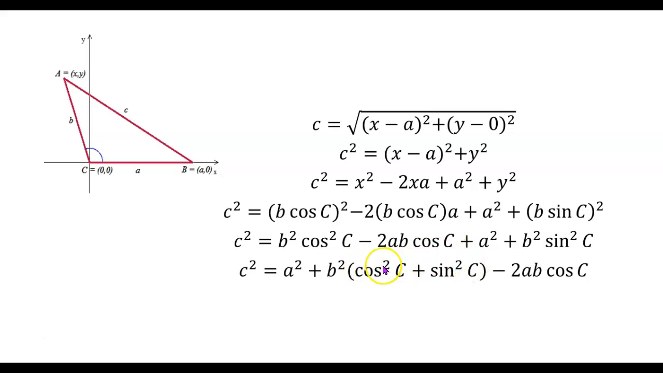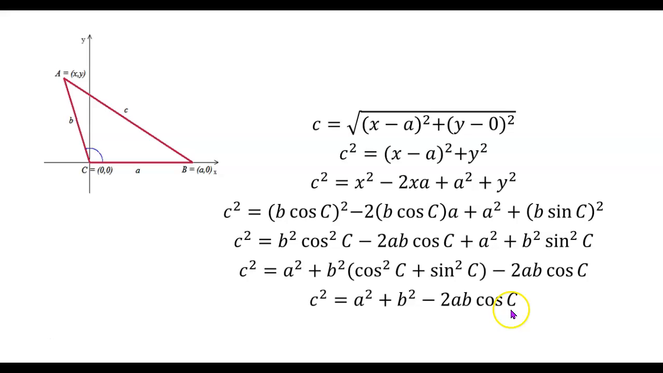Now, look at that part inside the parentheses. We've got a cosine squared plus a sine squared. And remember that famous trigonometric identity that says that sine squared plus cosine squared is just equal to 1. So this is really just b squared times 1, and that does it for us. C squared equals a squared plus b squared minus 2ab times the cosine of C. So that kind of proves that this works.